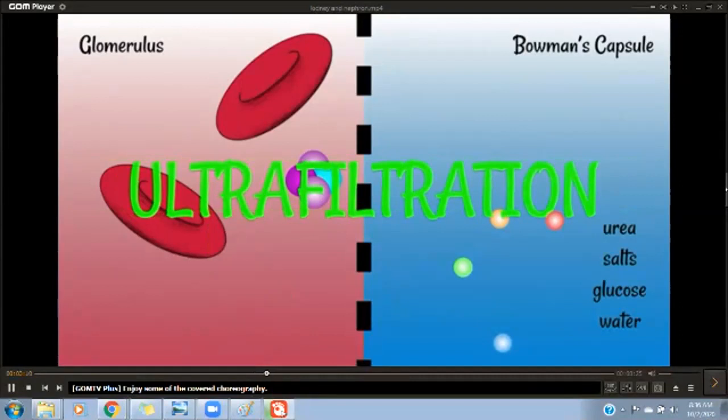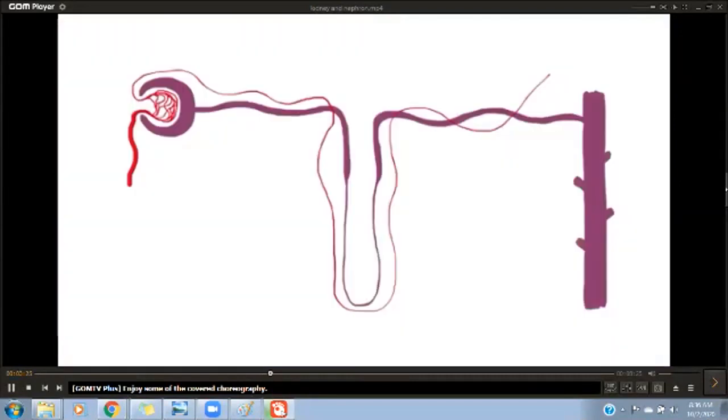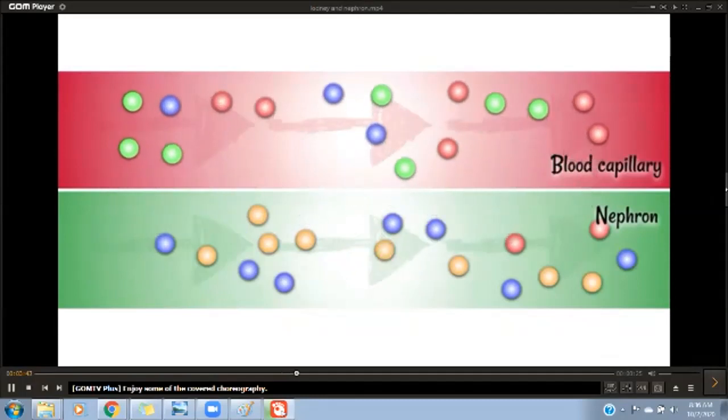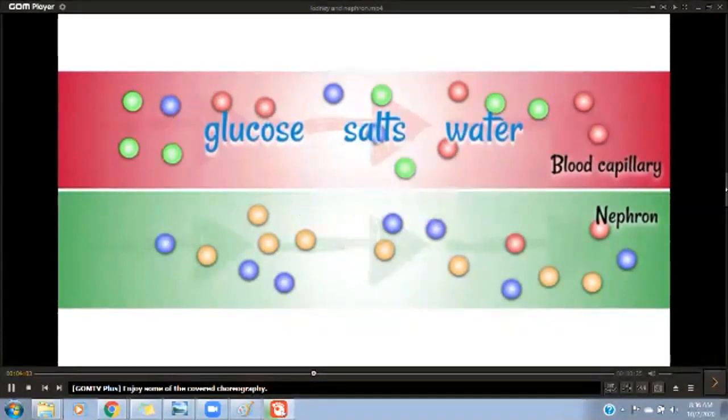So in order to get the useful materials back, we know there's got to be a next step. We've got these materials now moving through the tubule. Let's investigate what's going to happen in a section of this. Here we've got the blood capillary represented in red and the nephron represented in green, and we can see in the nephron are lots of materials. Some of them are useful, some of them are not so useful. These materials can move from the nephron into the blood capillary via active transport. Notice that some of the materials have moved, some of them have not. In the blood capillary, we will have glucose, salts and water being reabsorbed from the nephron.